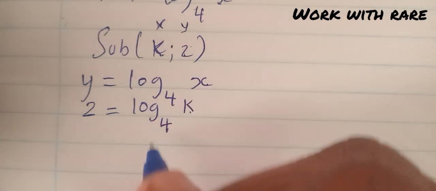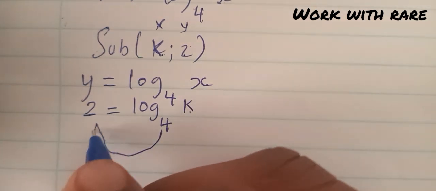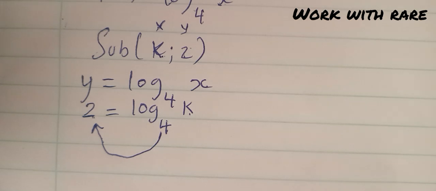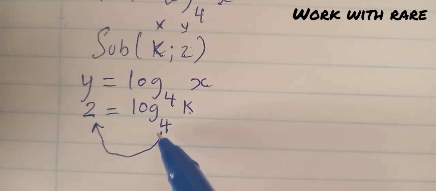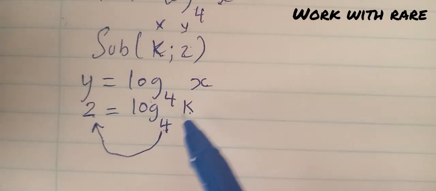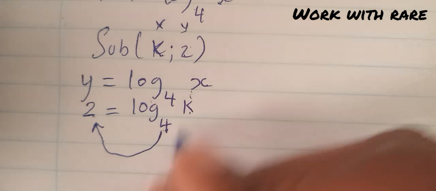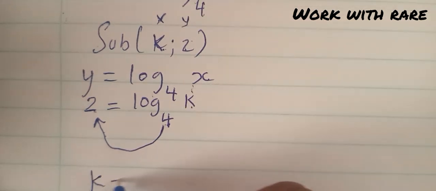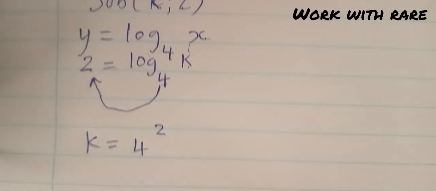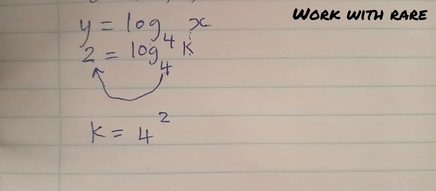Okay, so as soon as I take 4 to the opposite side, these two will be in an exponential form. This is like I'm changing log into exponential form. So as soon as I do this, the log will be removed. Then I'll be left with k, which means k is equal to 4 to the exponent 2. You see? So now I can calculate the value of k.